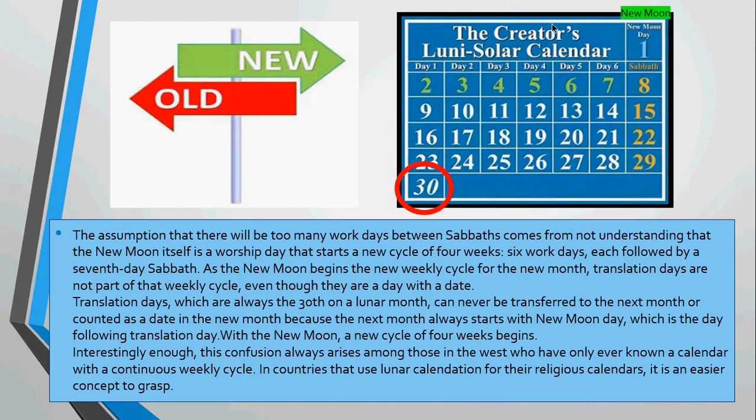Interestingly enough, this confusion always arises among those in the West who have only ever known a calendar with a continuous weekly cycle. In countries that use lunar calendation for their religious calendars, it is an easier concept to grasp. Okay, thank you. So day 30 is part of the old month and part of the new month. So we have to have a new moon day to start on a brand new start, and that's day 1 of the month.